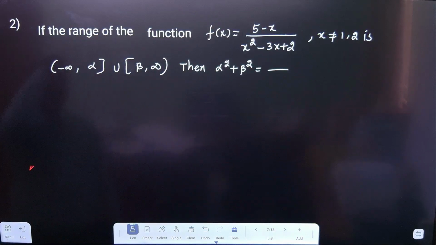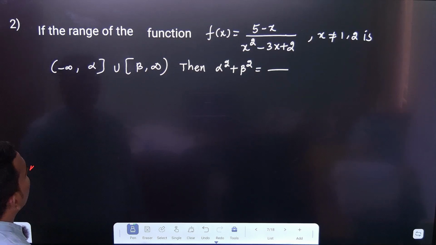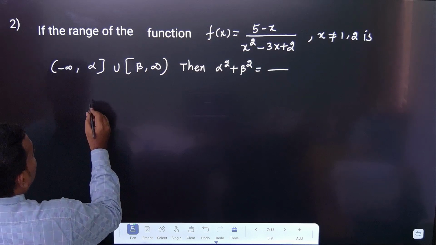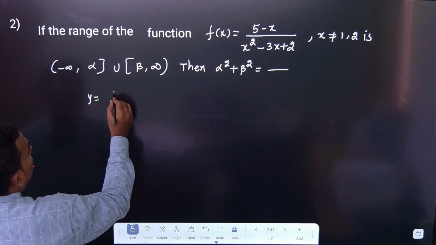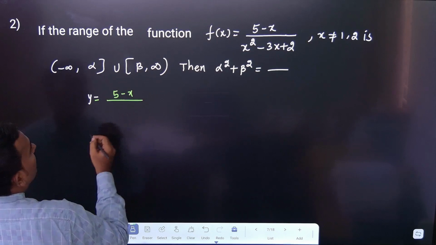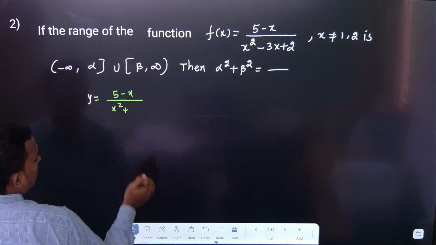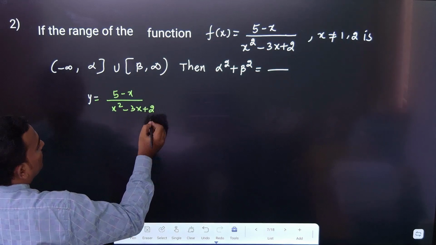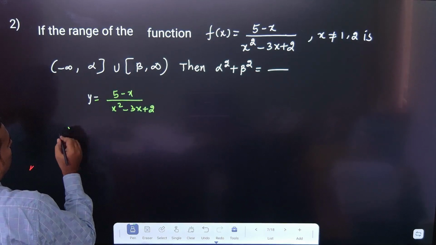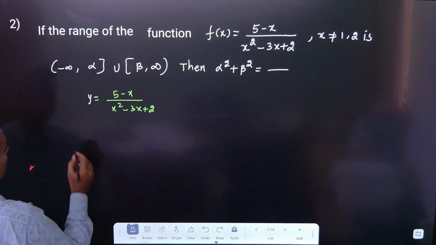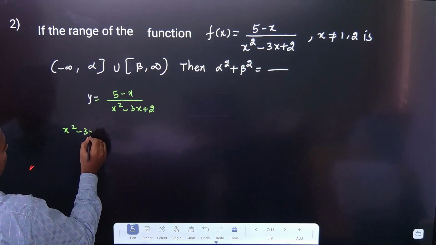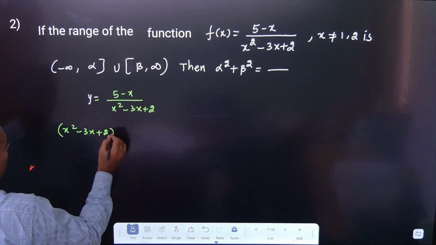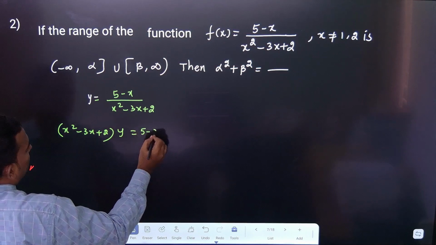How to find the range of these functions? Let us take this as y, equal to (5 minus x) divided by (x square minus 3x plus 2). Just cross multiply. What will we get? (x square minus 3x plus 2) into y is equal to 5 minus x, right?